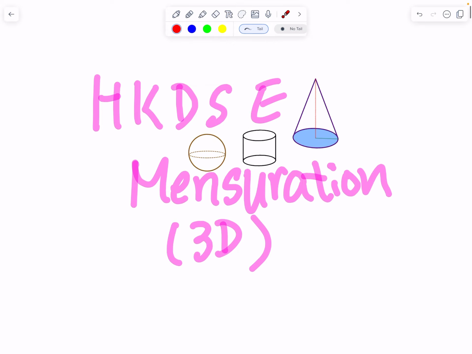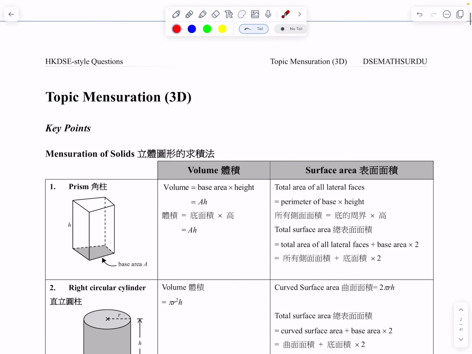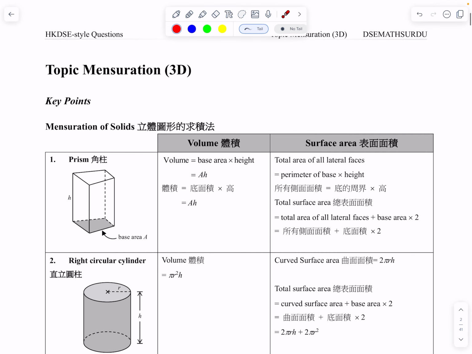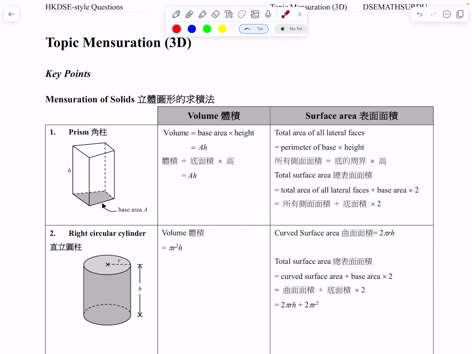Let's get started. Now before we start, you need to know a lot of things about all the shapes here. First of all, this is my first time, I think, to include Chinese wordings. Of course there might be mistakes, but best of luck, whoever needs it.